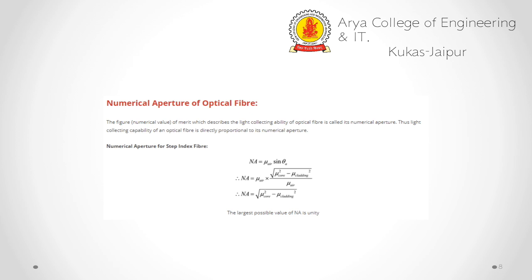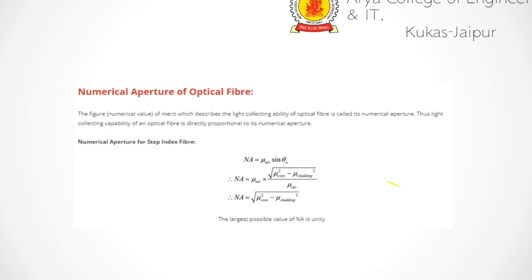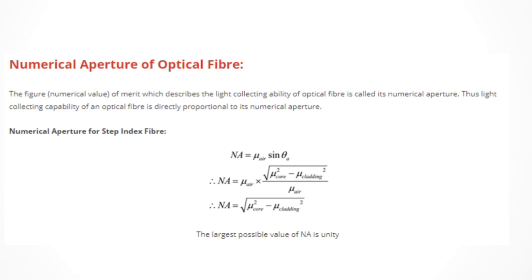Now let's discuss the numerical aperture of an optical fiber. The figure of merit, or numerical value, which describes the light collecting ability of an optical fiber is called numerical aperture. Thus, the light collecting capability of an optical fiber is directly proportional to its numerical aperture. Numerical aperture for a step index fiber can be written as NA = μ_air sin θA. Putting in the value of sin θA and solving, we get NA = √(μ_core² − μ_clad²). The largest possible value of numerical aperture is unity.